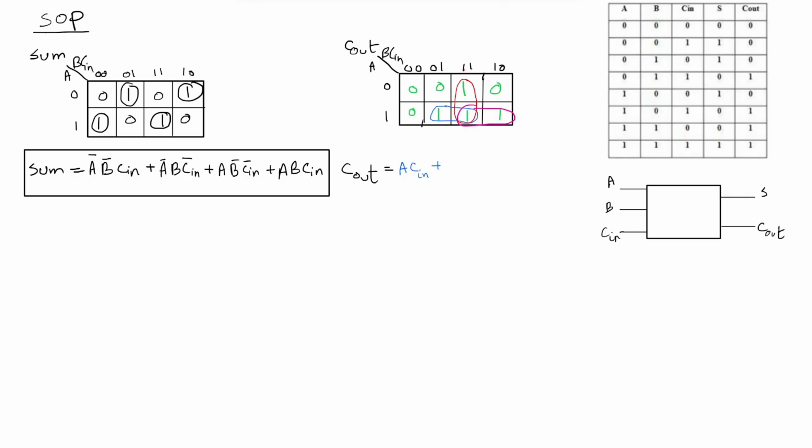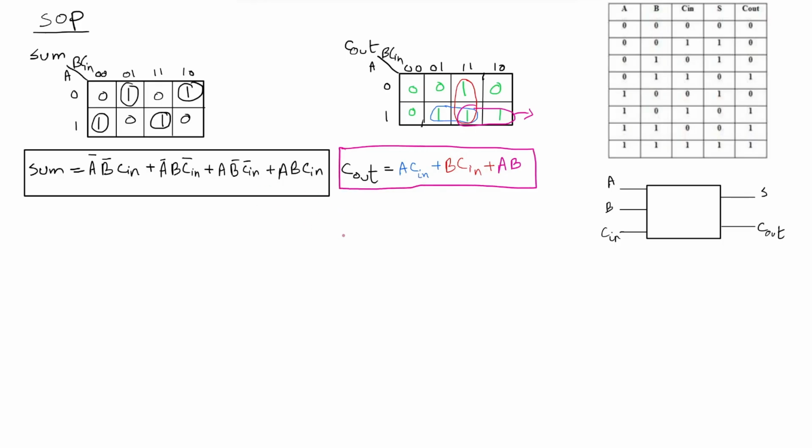In red, from here to here, A is changing, so we don't write it down. In this area here, B and Cin are both 1, so this is B Cin, plus. From this group here, A is 1, so that's A, and from here to here, B is not changing and it's 1, so this is B. So that's the Boolean expression for the Cout.